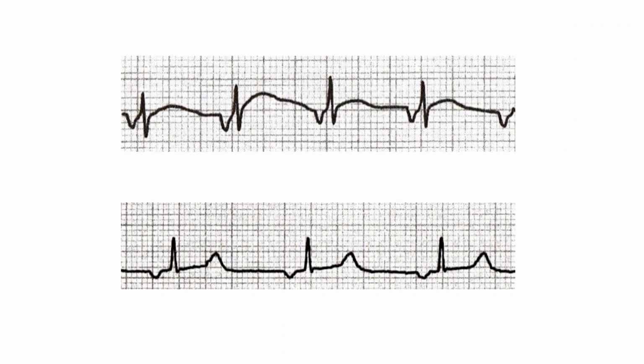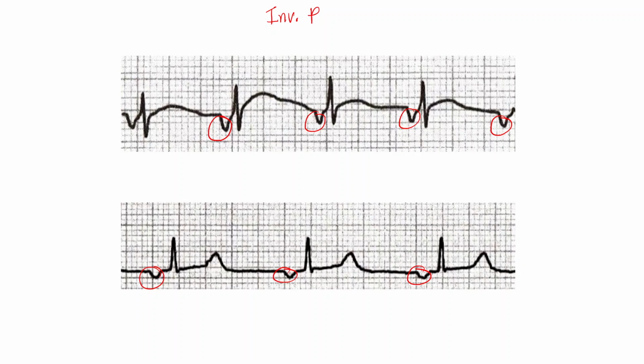If you see here, this is the P wave, this is the P wave, and this is the P wave. In the second image, this is the P wave. So here you can see the P wave is inverted. So this is inverted P. But I told you inverted P can be seen in two conditions: one is ectopic atrial rhythm, another one is junctional rhythm. So how to differentiate them?